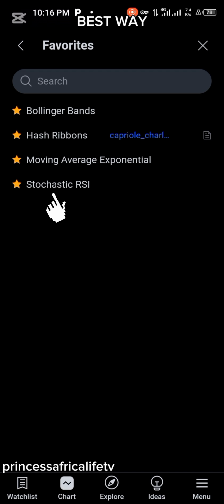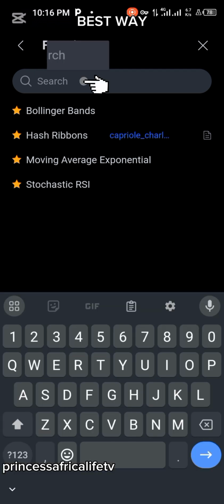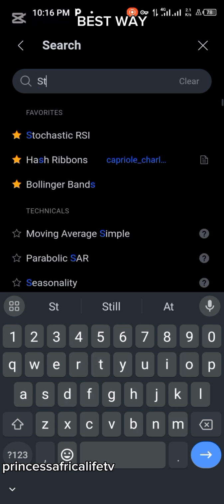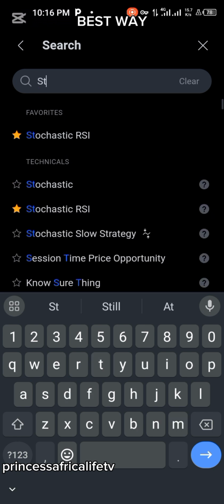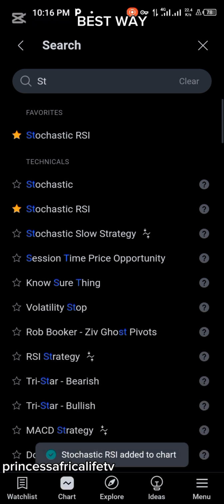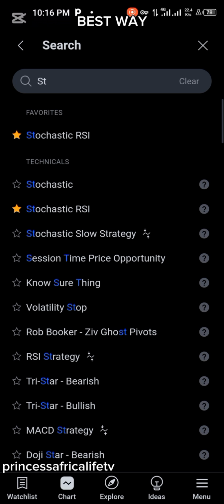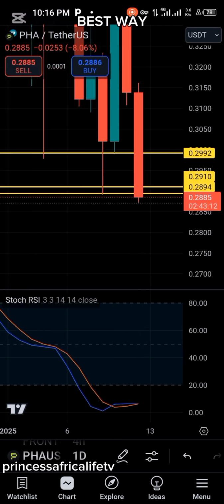I've already put it on, favorite. But for you that have not added it, you can come to this search button here, see the star button, and you look for ST. All right, it's already out. That's it here. So the moment you click on it, it's going to show you. You can add it: click and hold, and press that star. You can add it to your favorite. Okay, this is the stochastic RSI.